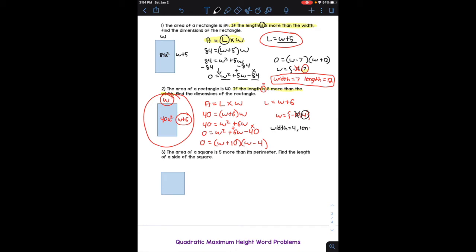And then the length, we could use the width to plug in, is 6 more than the width. So I would add 4 plus 6 would equal 10. And since they don't give us a specific unit, you could just say the width is 4 units and the length is 10 units.